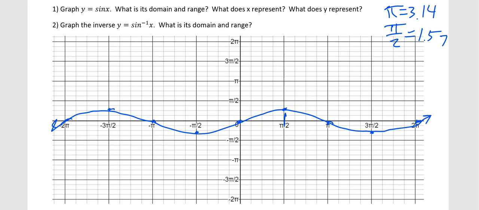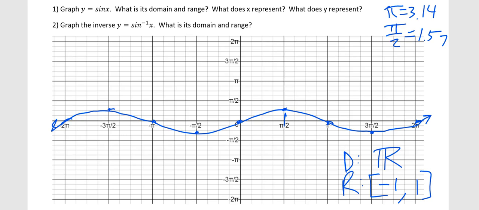Now, do we know the domain? This should be easy, folks. What's the domain? All reals. Please make sure we keep it all real. Now, what about my range? Negative 1 to 1, same thing it's always been. Don't struggle just because it looks kind of weird with the scale. It's just negative 1 to 1.